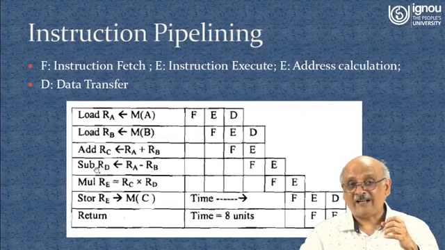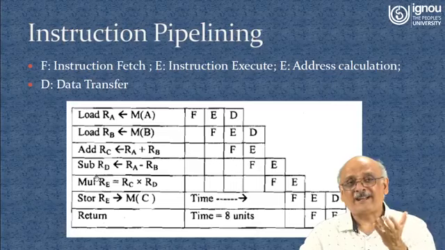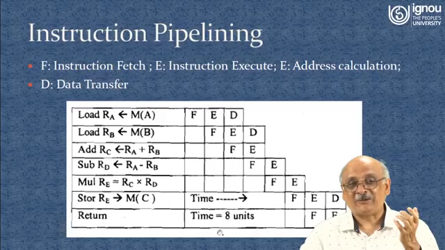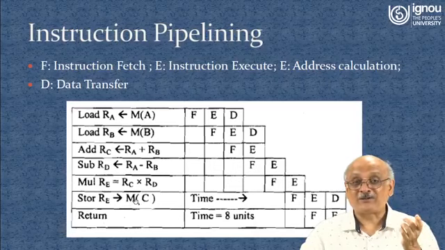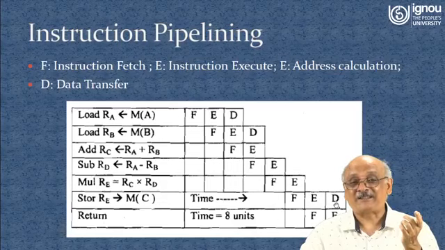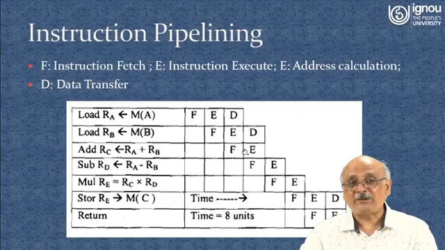Whereas in the add, subtract and multiply instructions, what kind of instructions are these? These are register-oriented instructions. So we will have fetch and execute, fetch and execute, fetch and execute. And then finally store, once again a load and store kind of instruction, so it will have 3 steps. So can you see the whole thing? Now there is an overlapped execution.